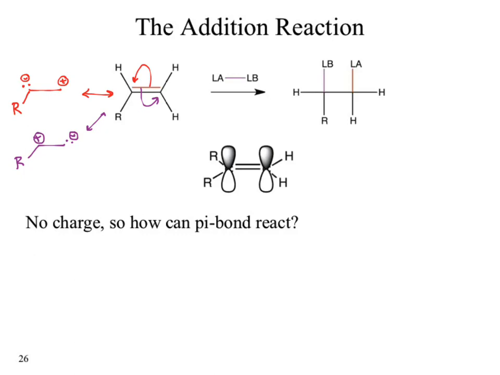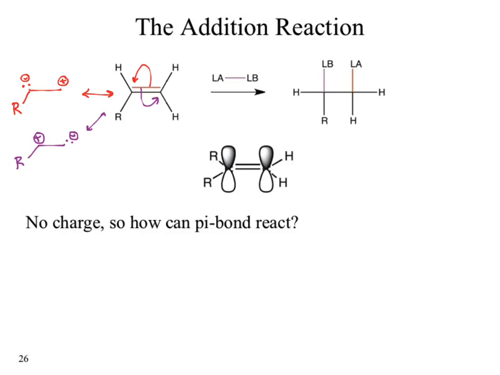Well, still charged. Why is the purple one better than the red one? Our positive charge is on the secondary carbon. It's close to more electrons. It's unstable because it's positive. What makes it more stable is having more electrons around it. So if I can put a positive charge near more electrons, a secondary carbon, it's going to be more stable.